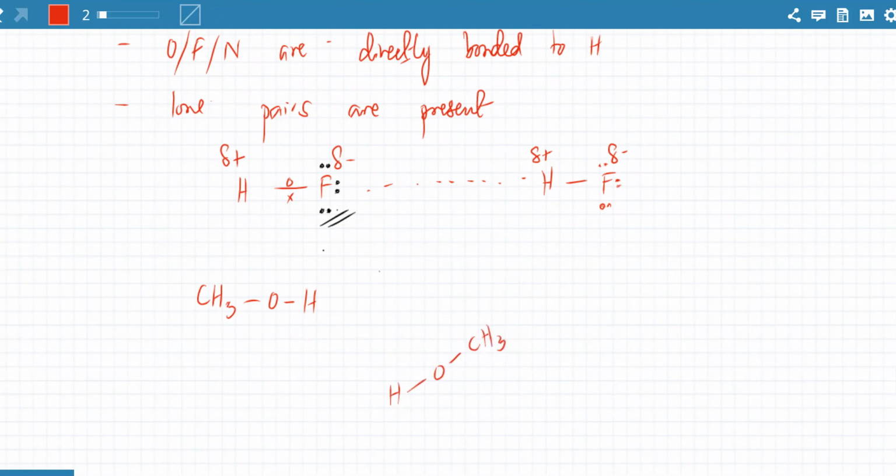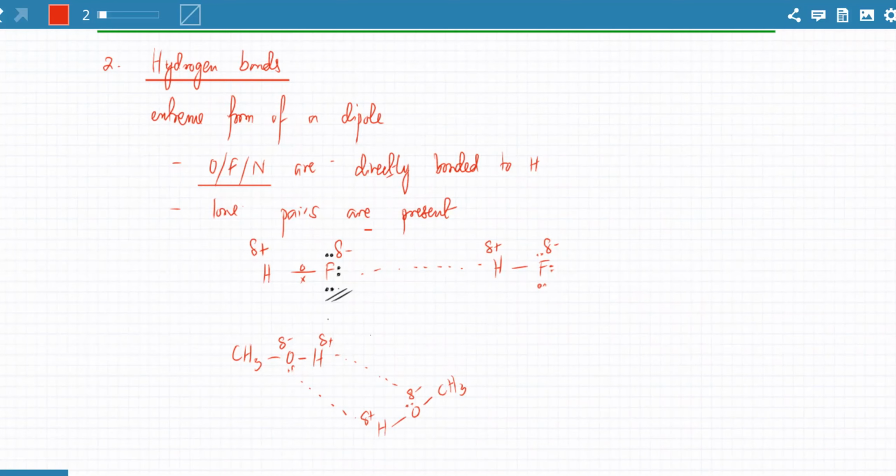So for example, you've got this positive, this one is partial negative, this is partial positive, and this is partial. So very, very strong force of attraction between the two. Is this clear? Yes, sir. So just remember that if you have O, F, or N, one of the most electronegative elements bonded directly to H, then there's going to be a dipole created, and that dipole would be very, very strong. So that would result in a very strong hydrogen bond.